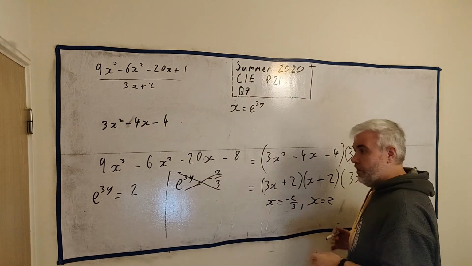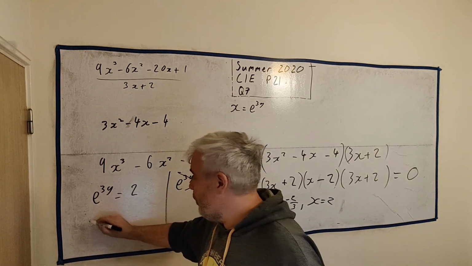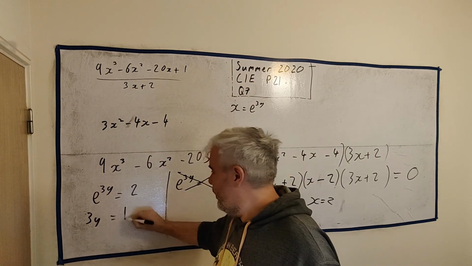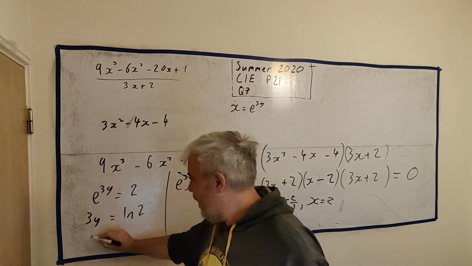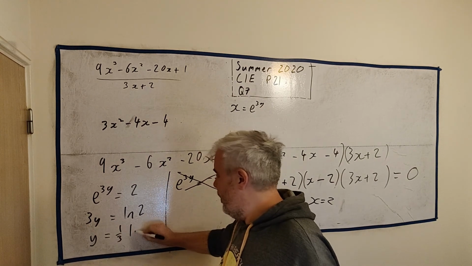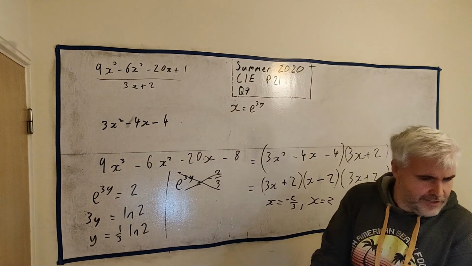So that's not the answer. This one, on the other hand, does. If we get rid of e, we take the natural log of both sides. Natural log of e destroys it, is equal to the natural log of 2. And then we just divide both sides by 3. y is equal to 1 over 3 natural log of 2. And that's our full answer. That's the answer they were looking for.